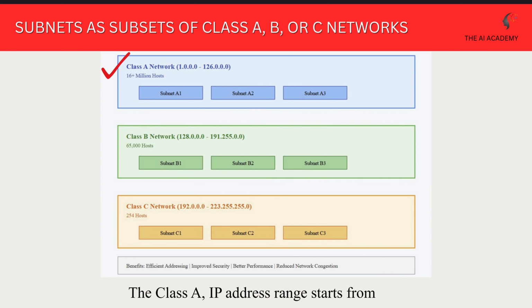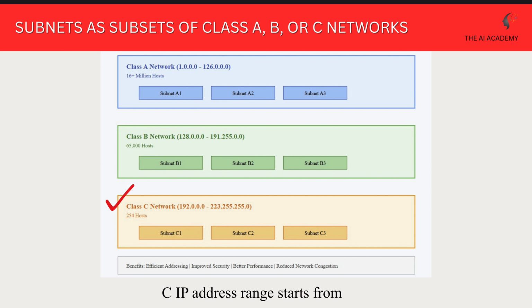The Class A IP address range starts from 1.0.0.0 to 126.0.0.0. And it supports over 16 million hosts, but subnetting can create smaller networks within this massive range. Whereas the Class B IP address range starts from 128.0.0.0 to 191.255.0.0. By default it supports up to approximately 65,000 hosts. Subnetting allows splitting this into smaller networks.